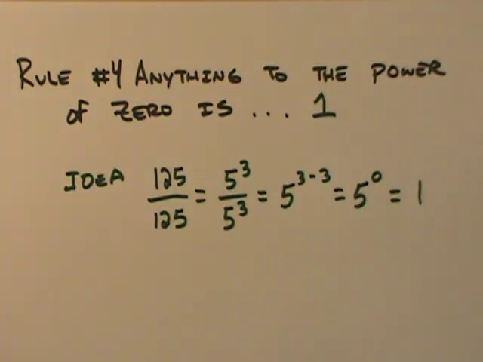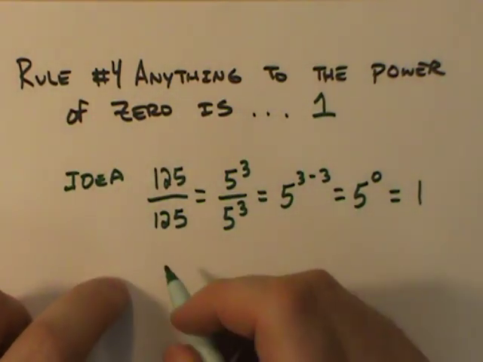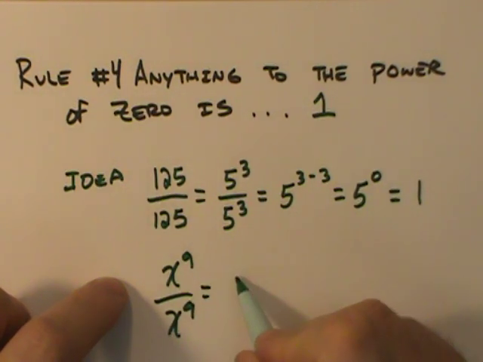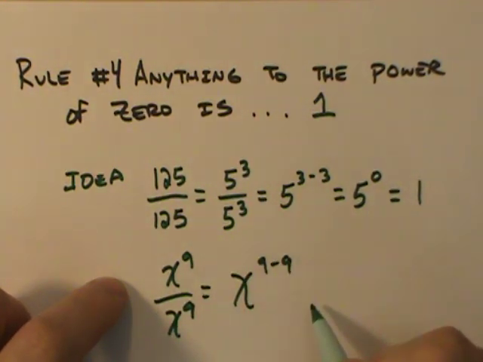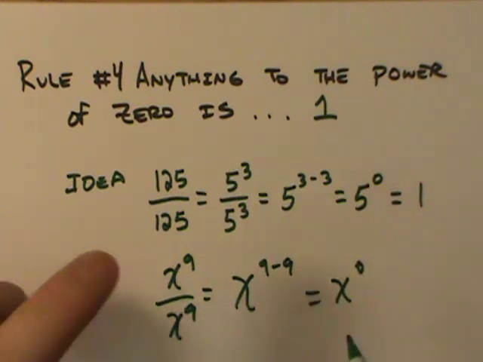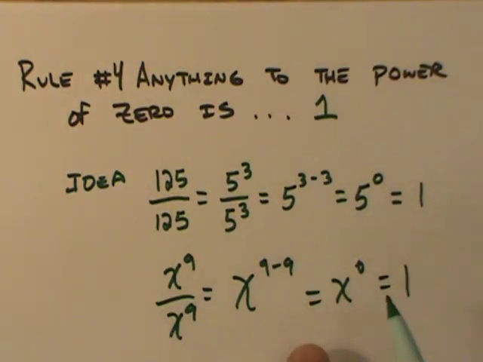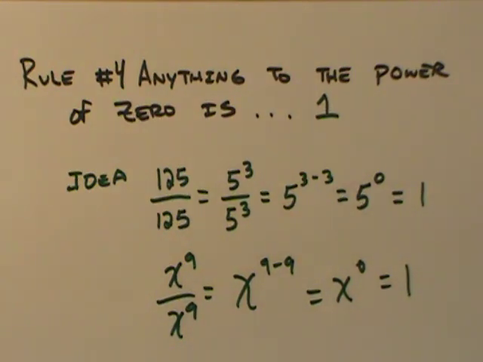Now that would work with any variable you wanted to pick out. You could say, I have x to the 9th over x to the 9th, which would be x to the 9 minus 9, which is x to the 0, and that would be 1. Anything to the 0 power is 1. Now I say that because we're going to see some examples where they try to trick us.